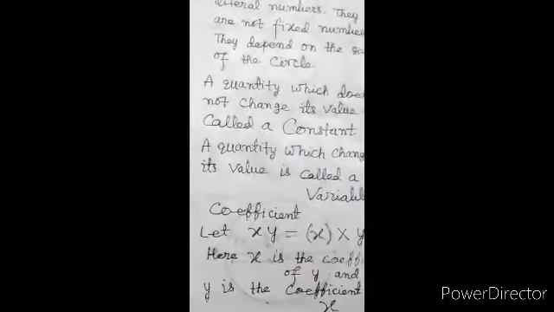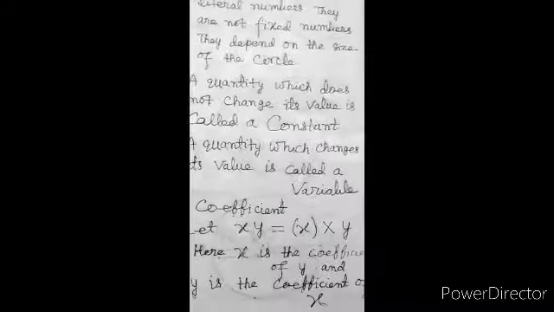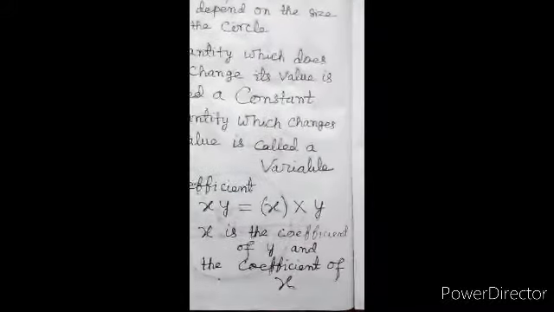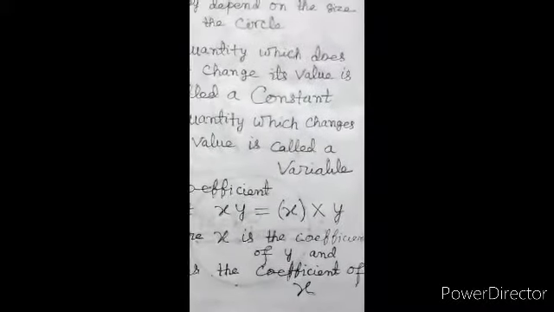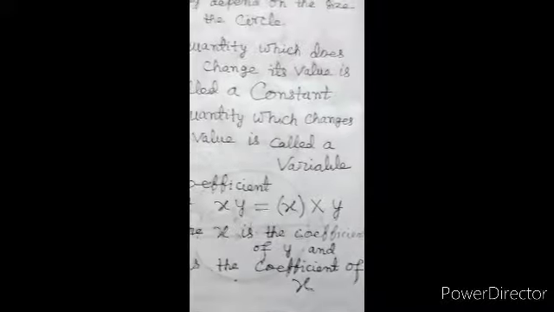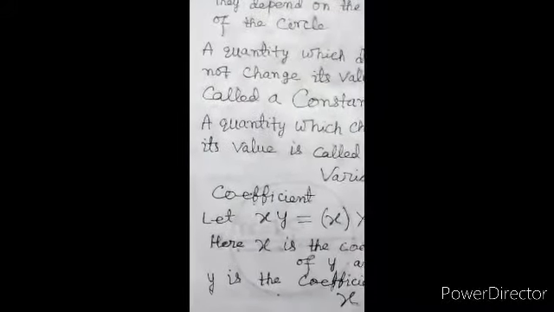Now, coefficient. Let x, y: we can separate it like this, x into y. X is the coefficient of y and y is also the coefficient of x. To find the coefficient of a given term, we have to write it in product form. Then we have to recognize which one is the factor of the other.